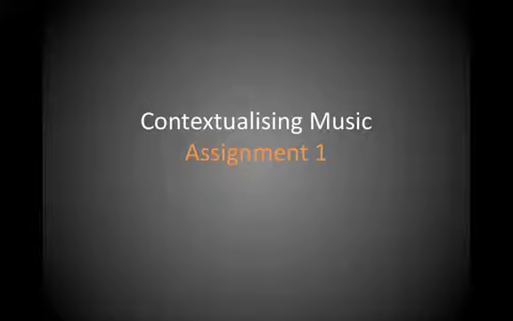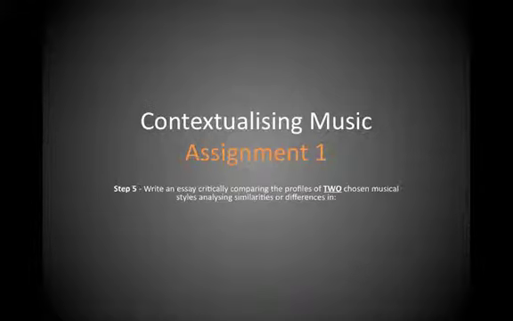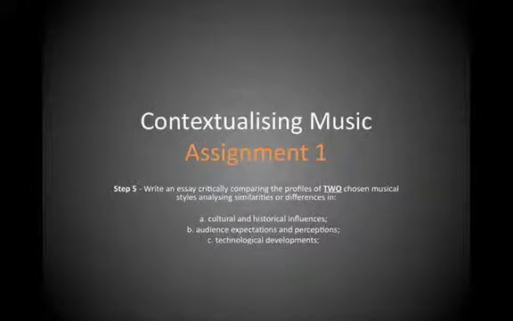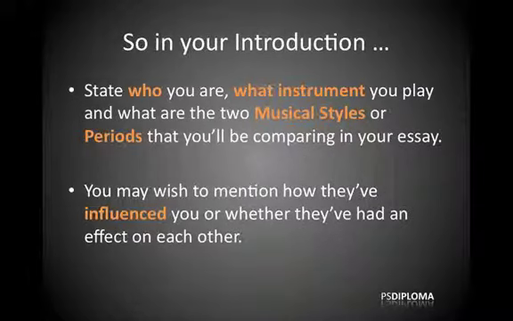In Contextualising Music, Assignment 1, you're asked to write an essay critically comparing the profiles of two chosen musical styles, analysing similarities or differences in cultural and historical influences, audience expectations and perceptions, technological developments, and media representation. So in your introduction, state who you are, what instrument you play, and what are the two musical styles or periods that you'll be comparing in your essay. You may wish to mention how they've influenced you or whether they've had an effect on each other.